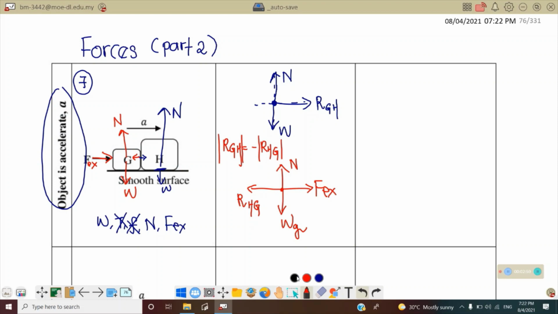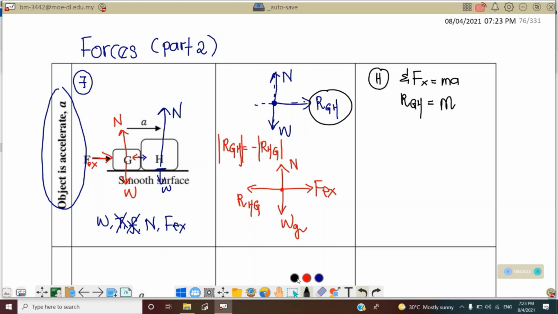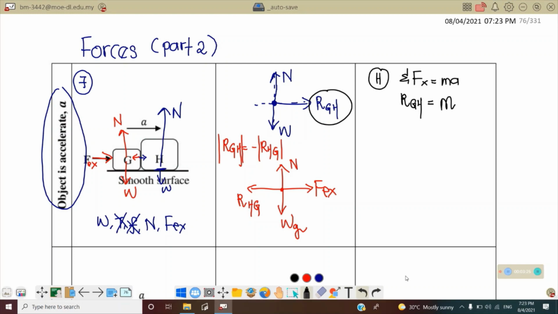Now let us write the equations for both. For object H, we have X and Y components. We start with Fx equals ma for H, where for H we only have R_GH. So we write R_GH equals m, of course this m is for H, times a. So R_GH = m_H a. This is our first equation.